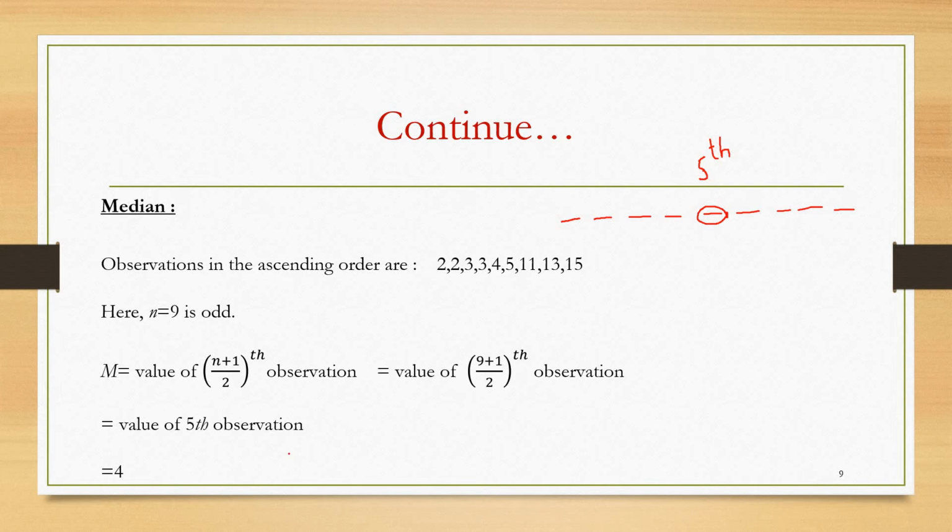Actually, what we will do is n plus 1 divided by 2. N represents the total number of observations. Total number of observations plus 1, divided by 2, gives the position of the observation. The most important thing to remember here is 5th place is not the median. Observation on the 5th place is the median.